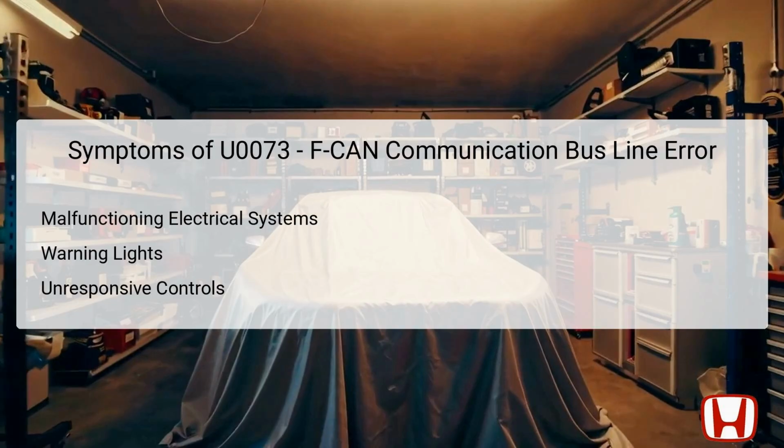In some cases, specific vehicle controls may become unresponsive, preventing drivers from accessing normal functionalities like central locking or window operations. These symptoms indicate that there is a problem within the FCAN communication, and the vehicle should be diagnosed promptly to avoid safety hazards or further damage.